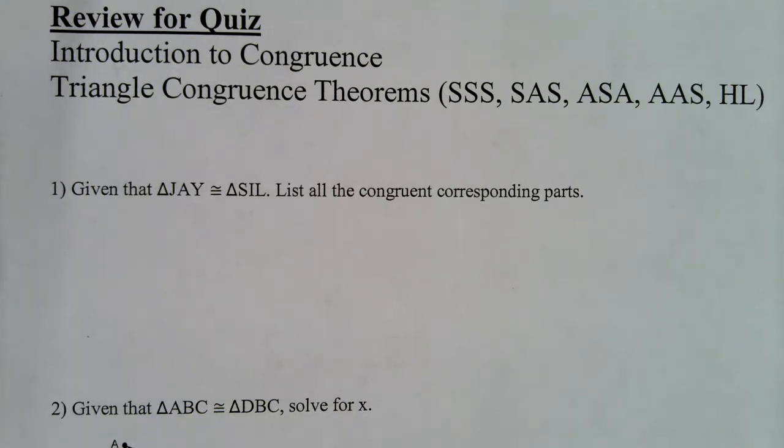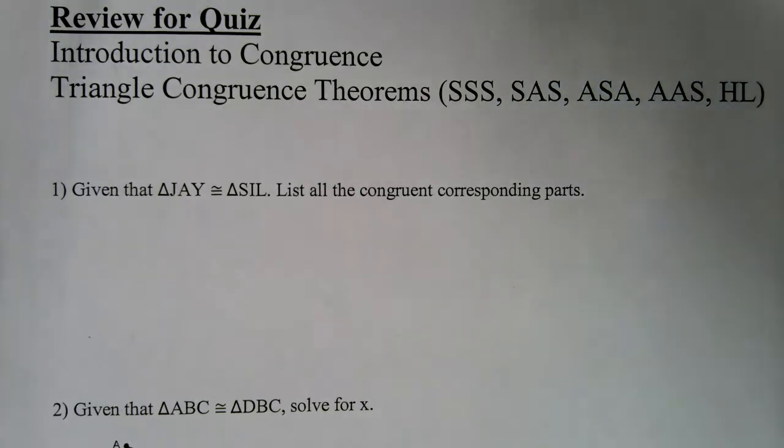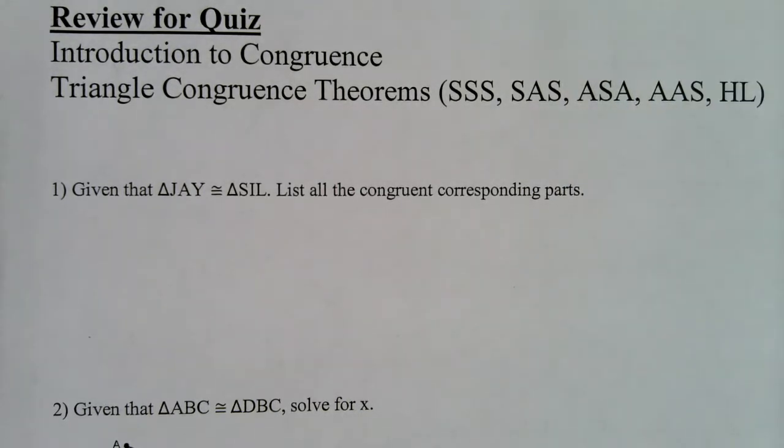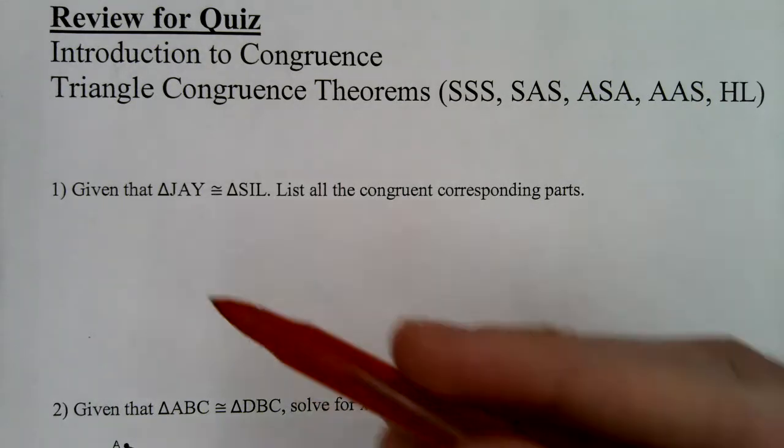Okay, example 1. Given that triangle JAY is congruent to triangle SIL, you have to list all the congruent corresponding parts. There are going to be 6 answers: 3 angles congruent to 3 other angles, and 3 sides congruent to 3 other sides. So let's start with the angles.